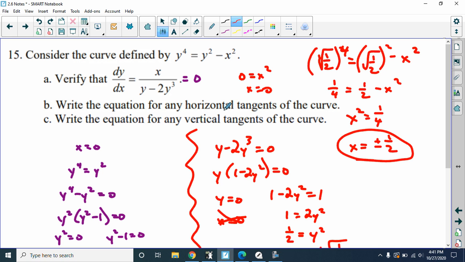So again, the process there, if we're looking for a horizontal tangent line, set the top equal to 0, solve, plug it back in. Vertical tangent line, set the bottom equal to 0, solve, plug it back in.